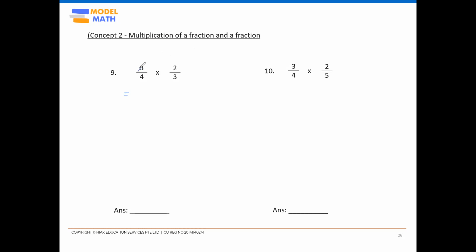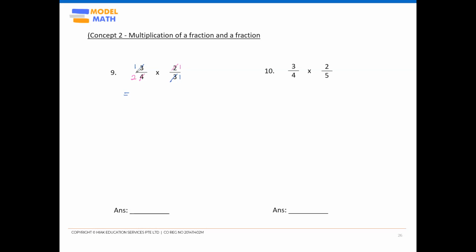So 3 divided by 3 becomes 1, right? Same for this, 3 divided by 3 also becomes 1. We're going to do the same for the other diagonal set. So 2 and 4. 2 and 4 both can divide by 2. So 2 divided by 2 becomes 1. Right? I'm dividing by 2 from each of them. 4 divided by 2 becomes 2.